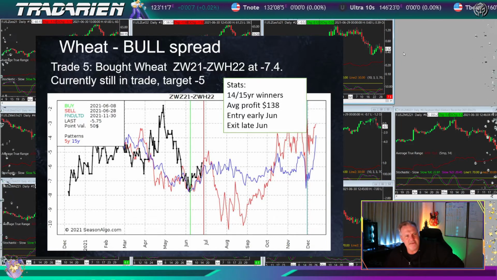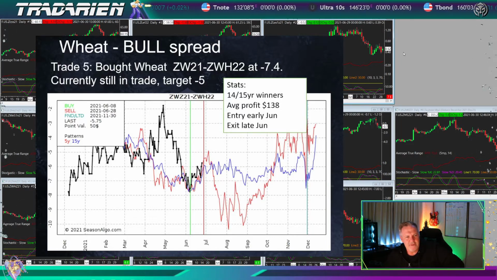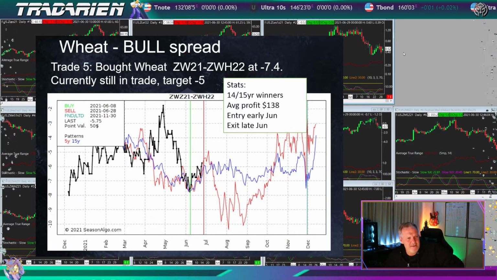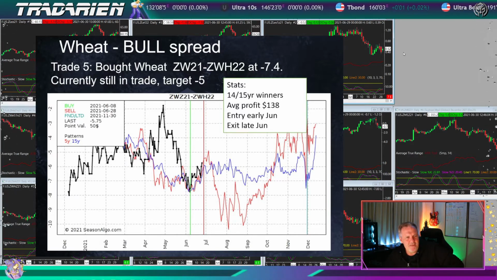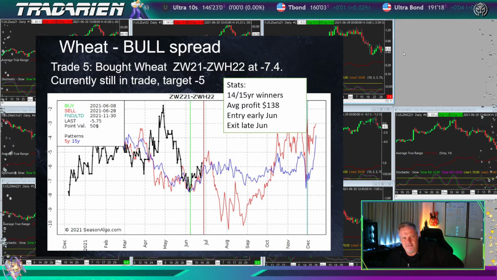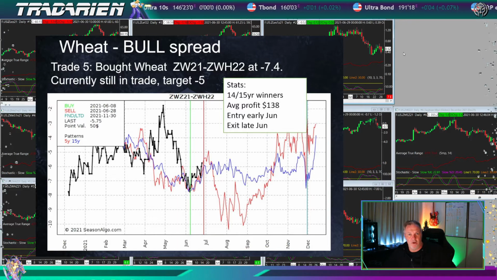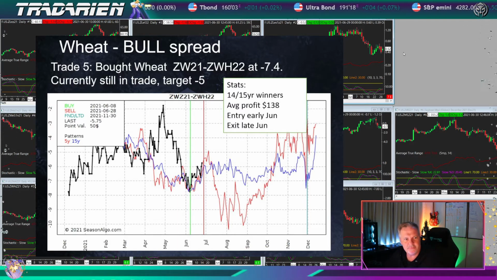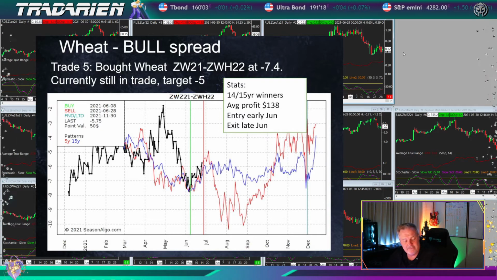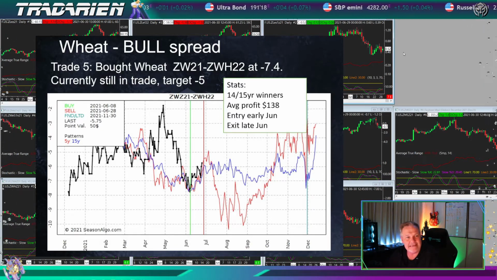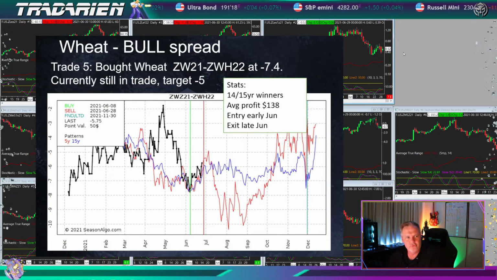So buying this spread, as much as I kind of prefer bull spreads over bear spreads for some reason, I think that's a bit of a risky one. If you grab a little profit out of it, great, but don't rely on it for much more. Particularly since it's the end of that seasonal window that we said, enter early June and exit late June.